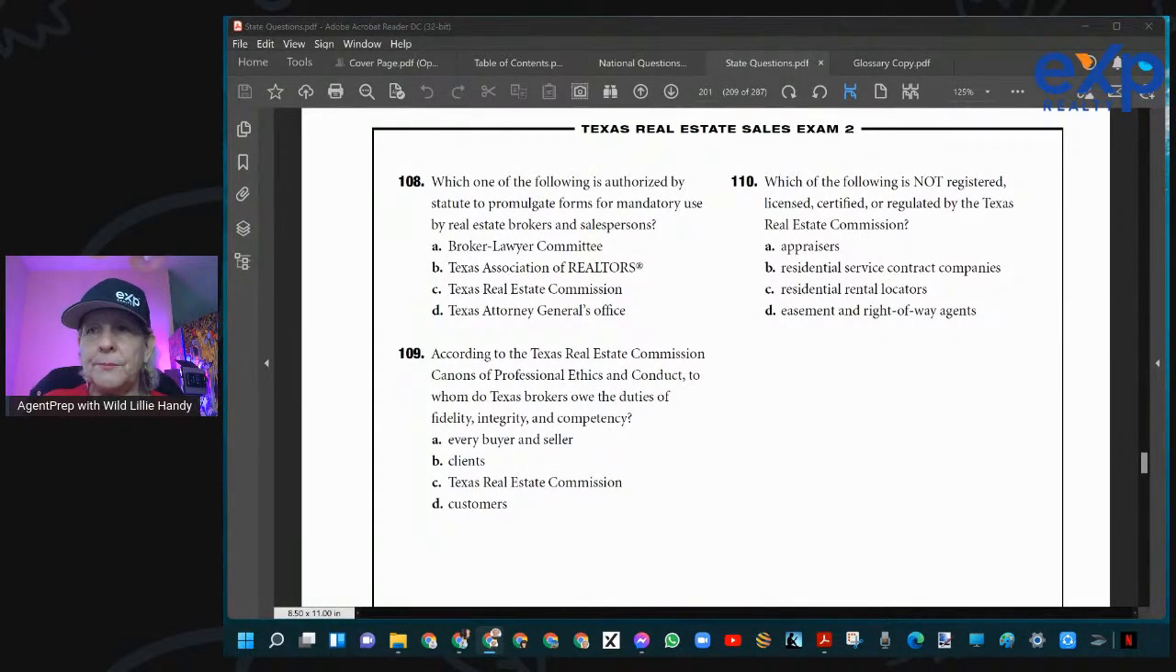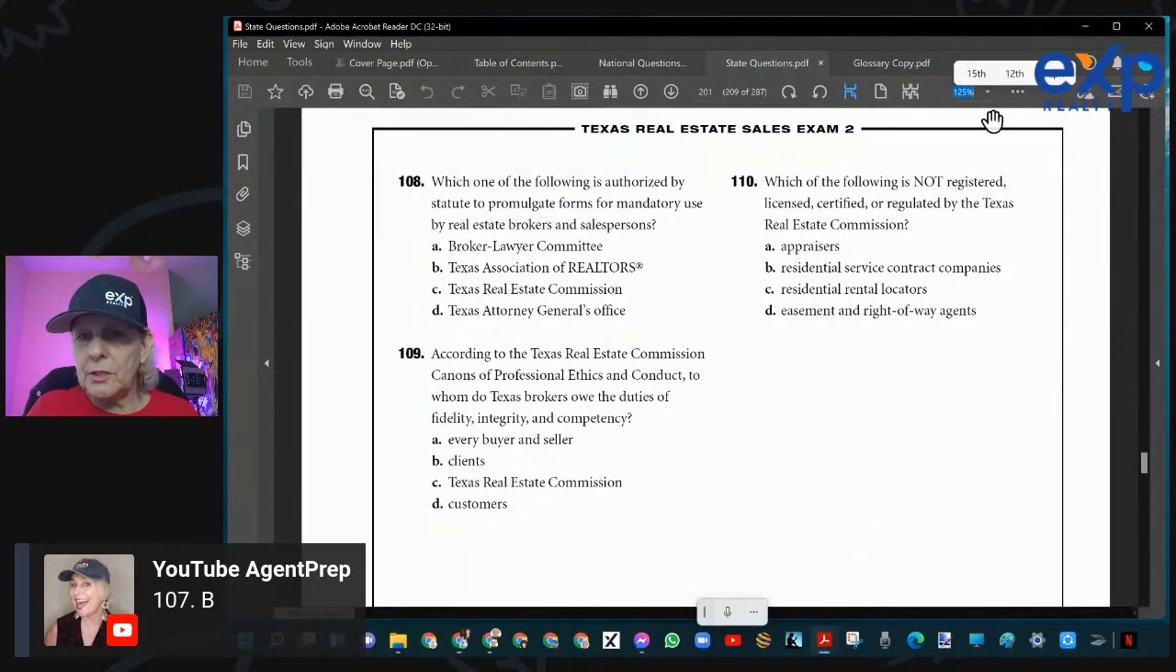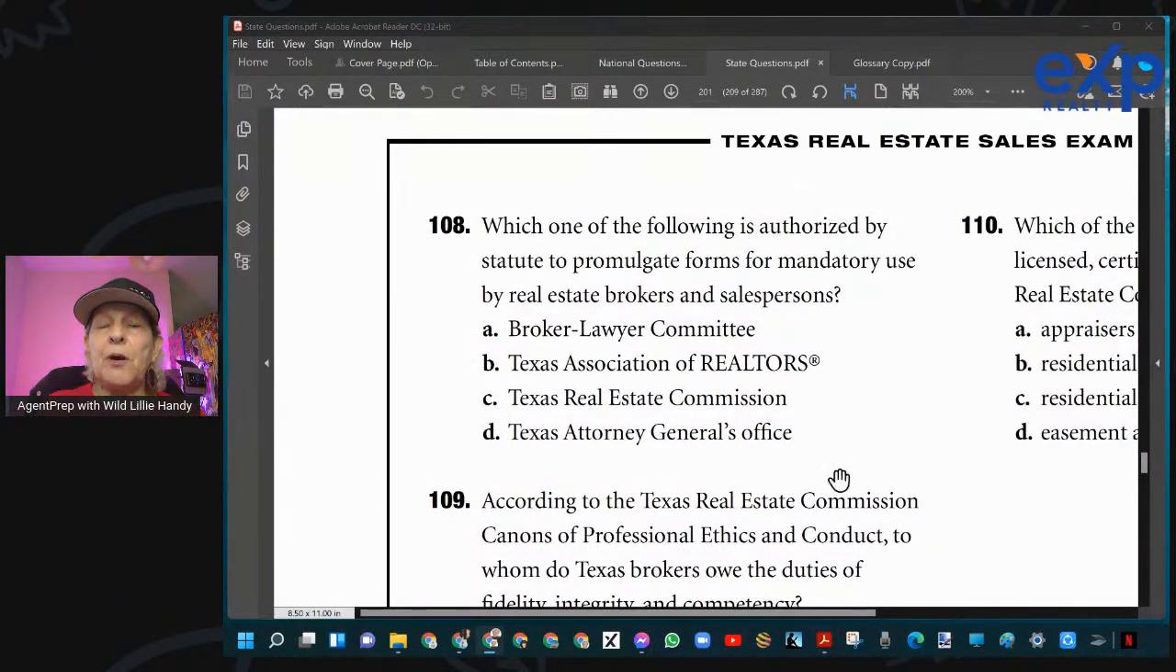Okay, number 108. Which of the following, oh, let me enlarge the resolution here. Which of the following is authorized by statute, by law, to promulgate forms for mandatory use by real estate brokers and salespersons? Of course, this is in Texas. Okay, every state is different. A, Broker Lawyer Committee. B, Texas Association of Realtors. C, Texas Real Estate Commission. Or D, Texas Attorney General's Office.